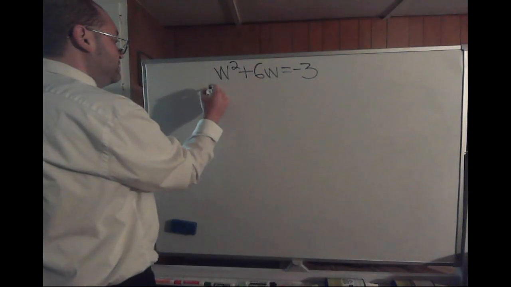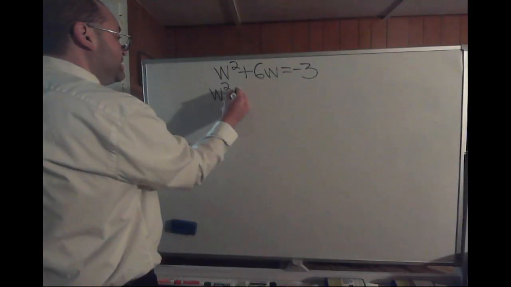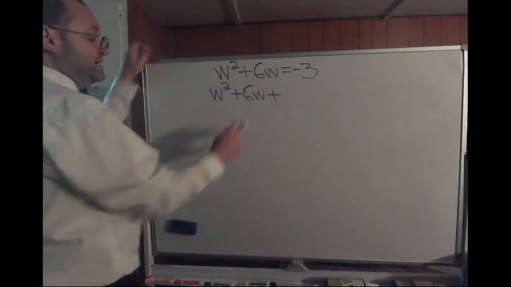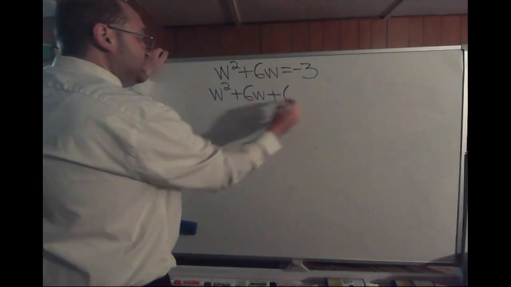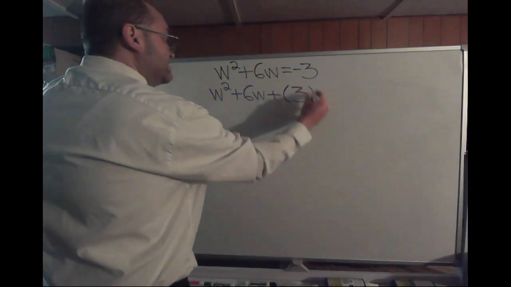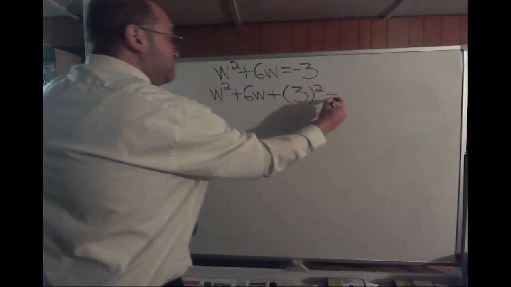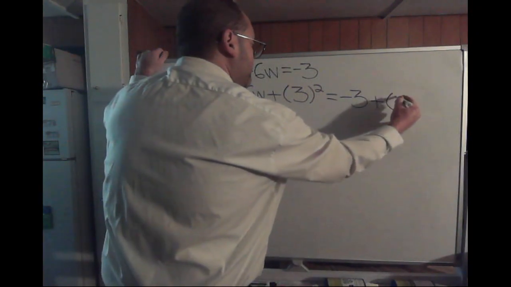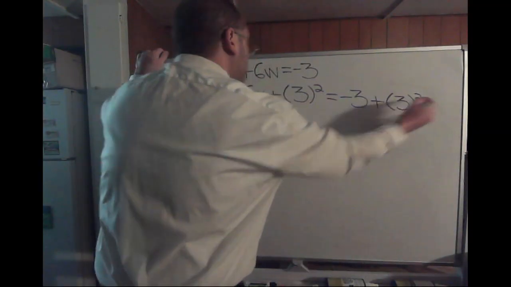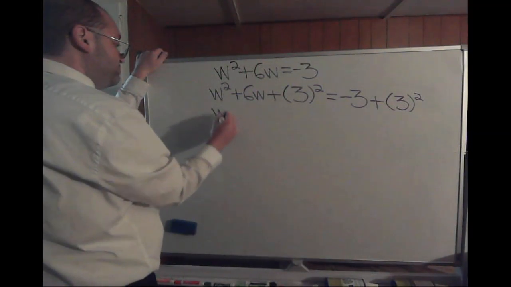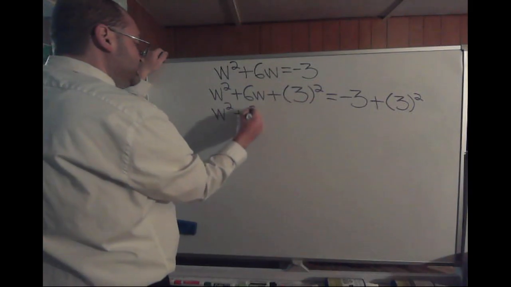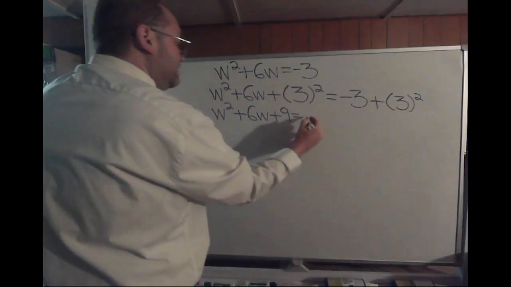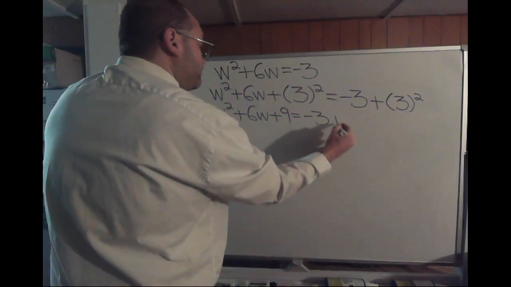What you're going to have now is w squared plus that 6w. Then you'll put a plus sign. Now I need to take half of that 6, which is 3, and then I need to raise it to the second power. But I got to do that to the other side also, so it'll be negative 3 plus that 3 squared. Which means then I'll end up getting w squared plus 6w plus 9. That's going to be equal to negative 3 plus 9.